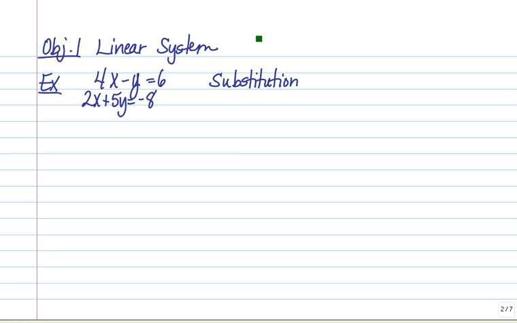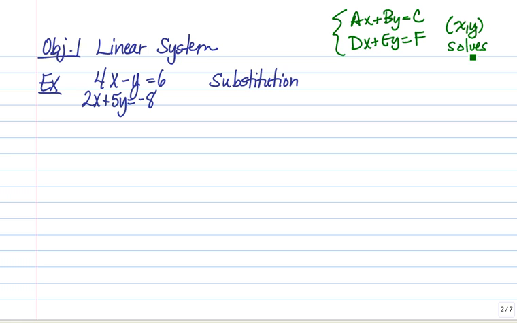When we're dealing with linear systems, we're referring to a system of the form ax plus by is equal to c, and dx plus ey is equal to f. So to solve that system, we're really trying to find the ordered pair (x, y) that solves both equations.